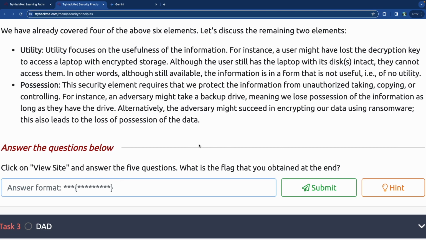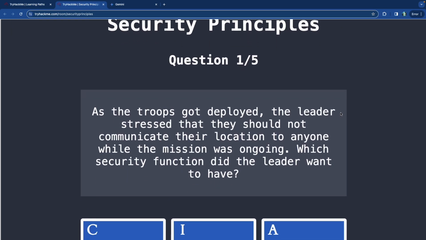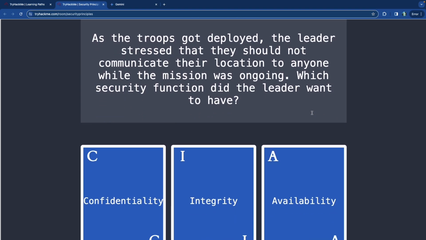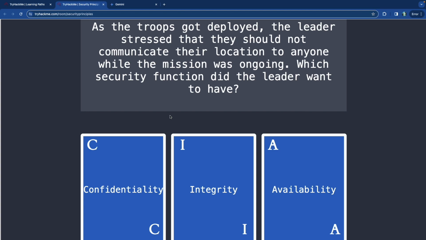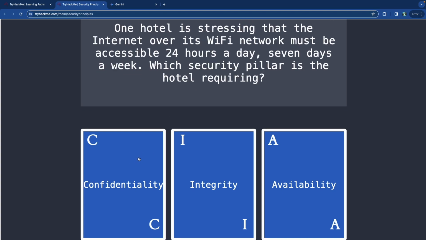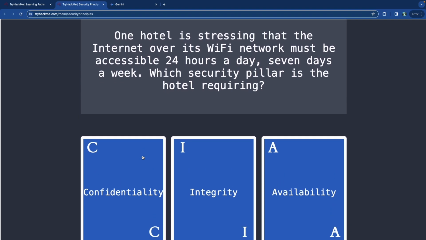What is the flag that you obtained at the end? So here we go. Let's look at this here. Security principles, question 1 of 5. As the troops got deployed, the leader stressed that they should not communicate their location to anyone while the mission was ongoing. Which security function did the leader want to have? And that is confidentiality. One hotel is stressing that the internet over its Wi-Fi network must be accessible 24 hours a day, 7 days a week. Which security pillar is this?